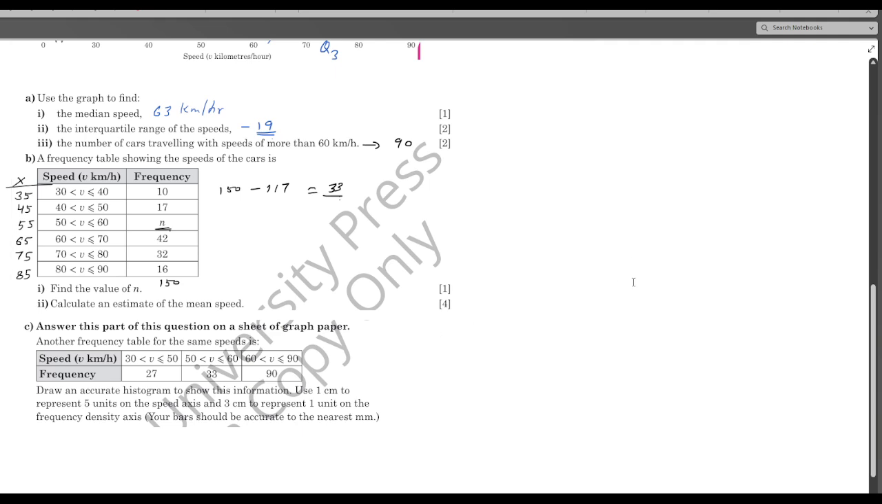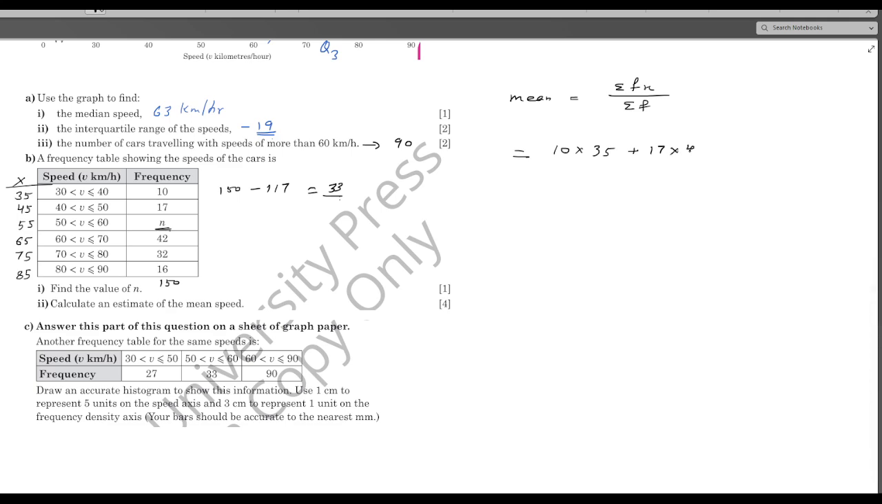Fine. So to calculate the estimate of the mean, your mean is the summation of f times x divided by the summation of f. That means when your frequency is 10, the value of x is 35, plus when it is 17, the value of x is 45, plus and so on.